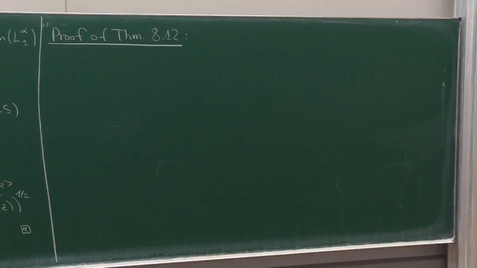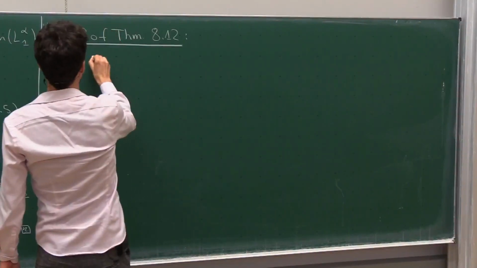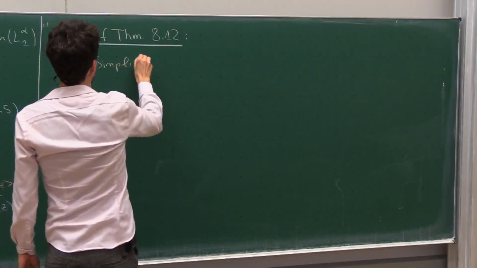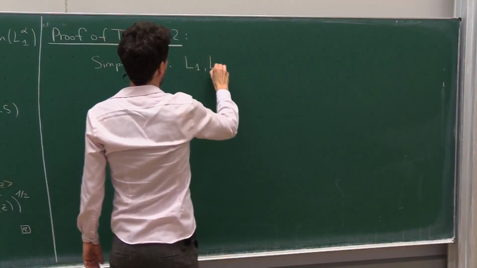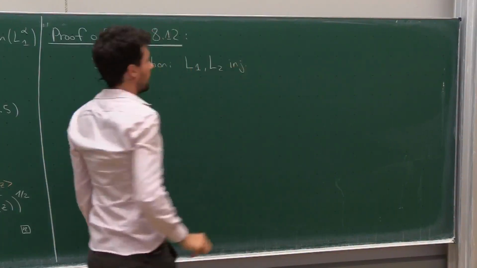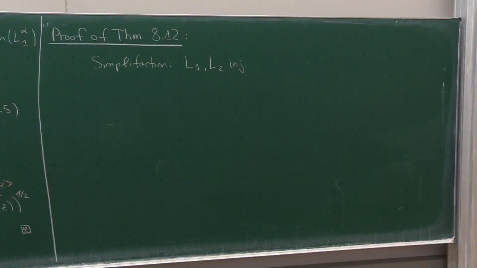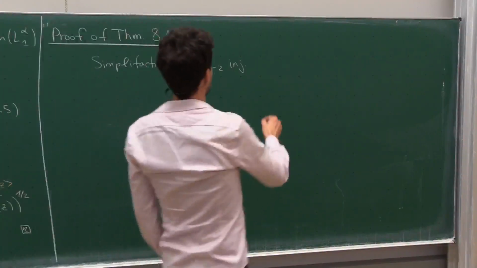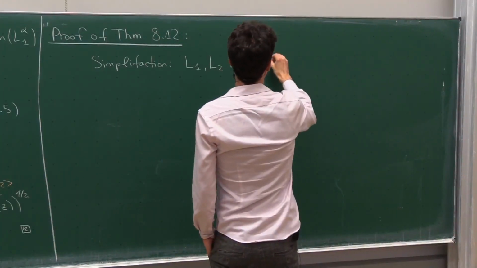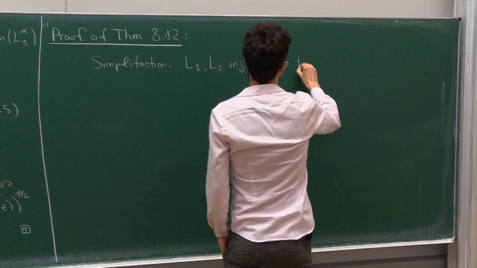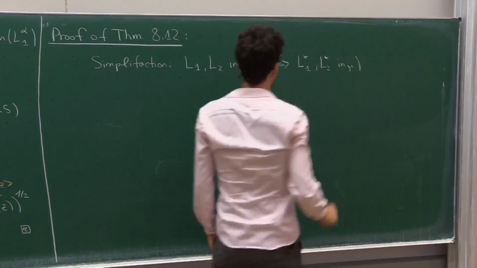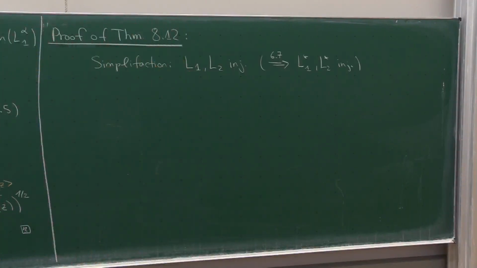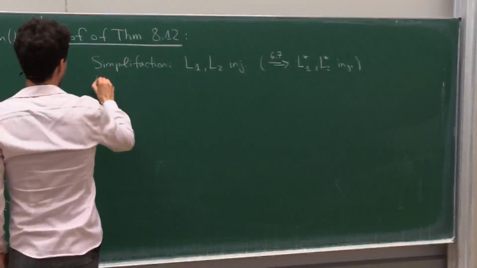Okay, I make minor simplifications. I assume that L1 and L2 are injective operators for this lecture. And I recall that by 6.7, one of our lemmas, this implies that also the adjoints are injective, because these guys are, in particular, sectorial operators.